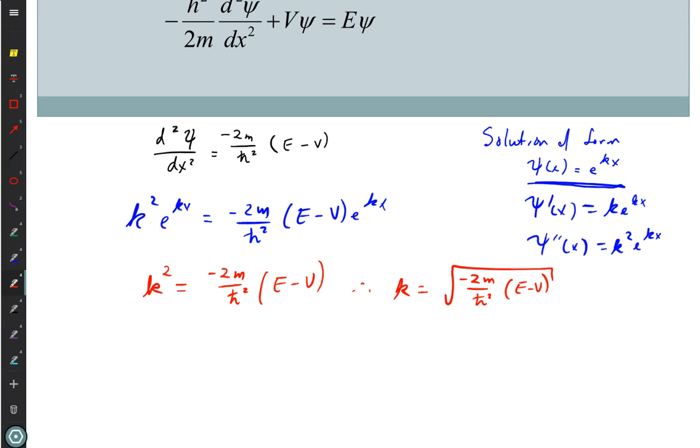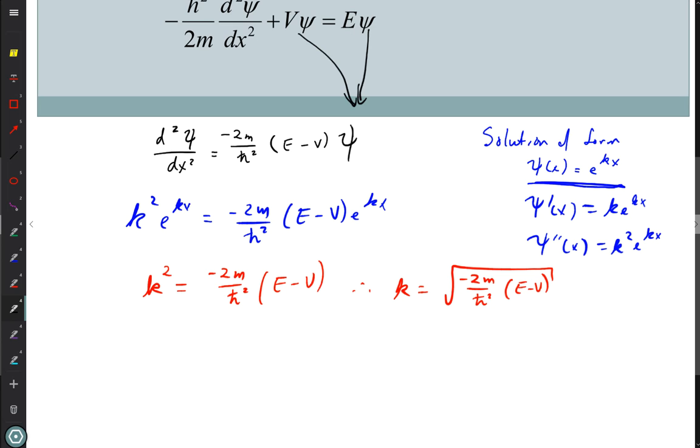Now we go ahead, Carrie. Why did you put the e to the kx on both sides? Because the second derivative of psi is k squared e to the kx. Oh, and I forgot to write the psi. I didn't notice that I'd forgotten to write it. Thank you. So we have something here: k is simply dependent on the energy and the potential energy.